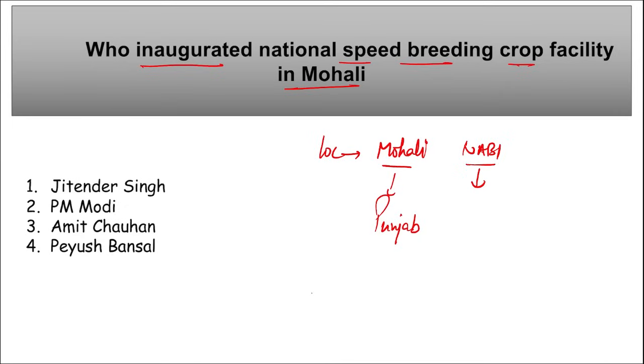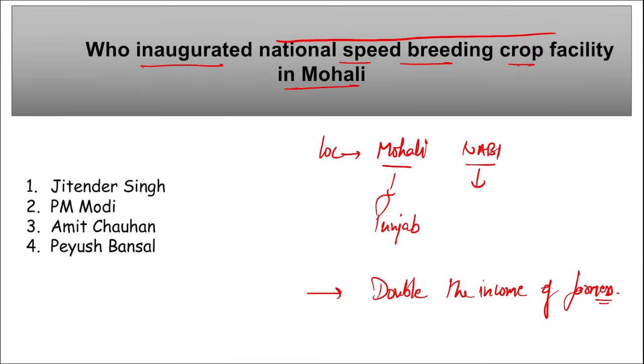This facility is in line with the Government of India's vision to double the income of farmers, right? And this will enable farmers to enhance both the quality as well as the quantity of their crops through this National Speed Breeding Crop Facility. And remember who inaugurated it? It was inaugurated by our Union Minister Jitendra Singh. Then this speed breeding facility will support all the states of India such as Punjab, Himachal Pradesh, Haryana, and the Union Territory of Jammu and Kashmir also. Correct? This facility will be used to develop new crop varieties such as wheat, rice, soya bean, pea, tomato, etc. using a controlled environment.